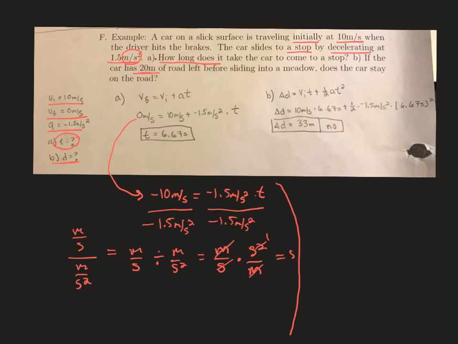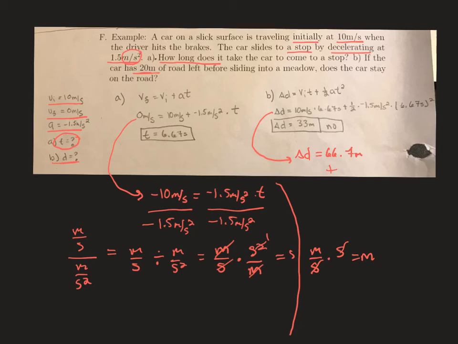So for my initial velocity, I plugged in the 10 meters per second, and I plugged in the time I found in part A, plus 1/2 times the negative 1.5 meters per second squared times 6.67 seconds squared. Now let me expand the math a little bit for you. So displacement is equal to, let's say we're going to take 10 times 6.67, which is going to be 66.7. Now let's look at the units down here. We're taking meters per second times second. The seconds cancel out, and we're left with meters.